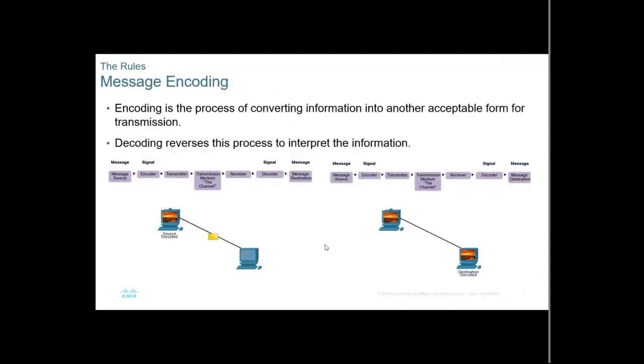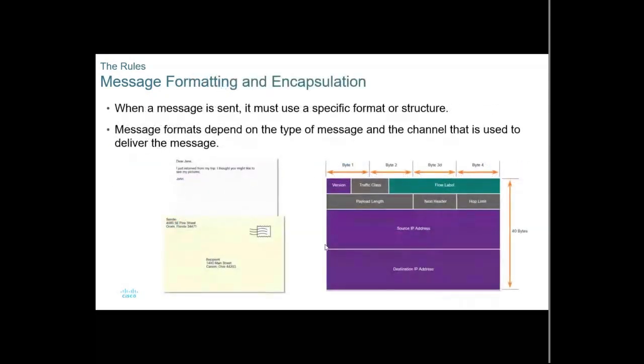Message encoding is the process of converting information to another acceptable form for transmission. Data decoding is the reverse of that. So before we send a file, we encode it. When it gets to the receiver, they decode it to get back the original information.